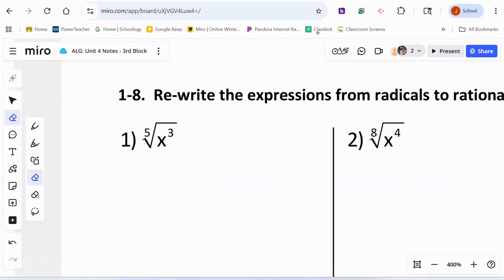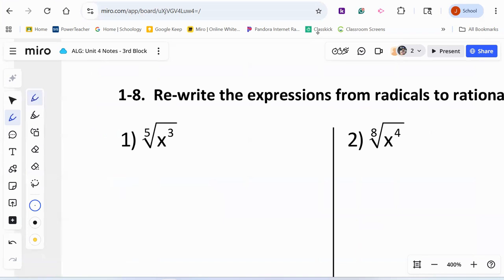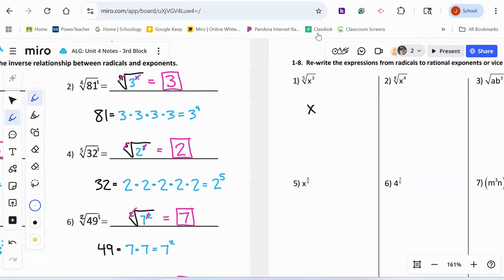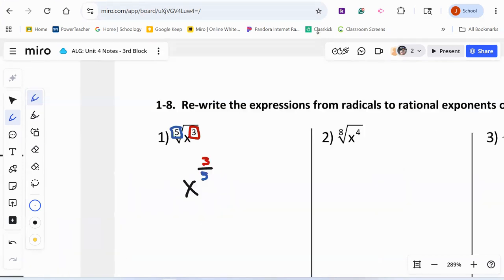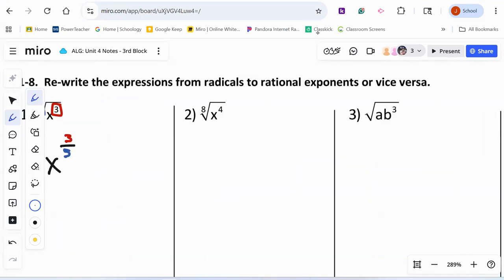So if I have a radical and we want to rewrite this as a fractional exponent, all right, I have the base x. That's not going to change. We know that the root is going to be the denominator of our fraction, and whatever the power is going to be the numerator. So the fifth root of x to the third is going to become x to the 5/3 power. All right, it's literally that straightforward of a change.